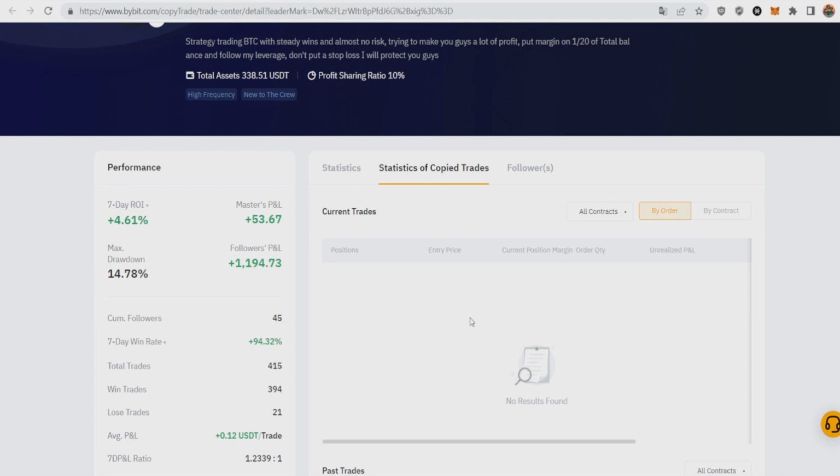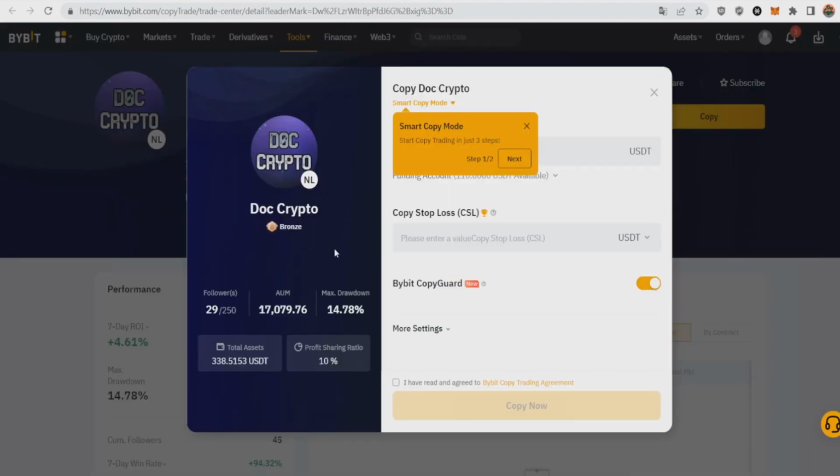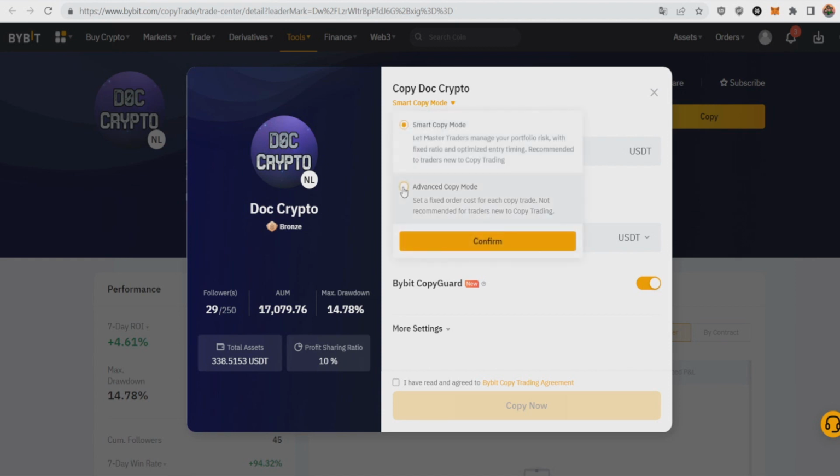I don't want you guys to lose money. So after you've chosen your master trader, which looks really well and promising with a nice stat, you go to the top and just click on copy. And now we're at copy. I'm gonna show you the essential steps you need to follow to put on the best copy trading settings. So the first thing we don't want, go to the top and click on advanced.